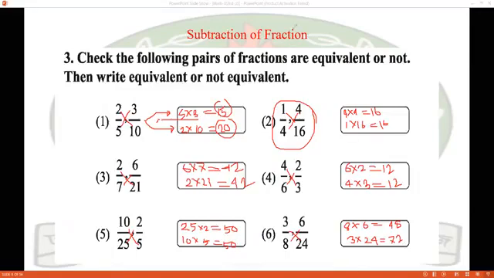In this way, we find out whether the following pairs are equivalent or not. If they are equivalent, we write they are equivalent, or if not, we write they are not equivalent.